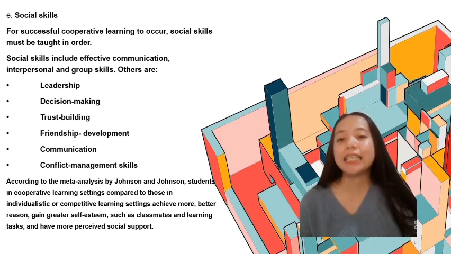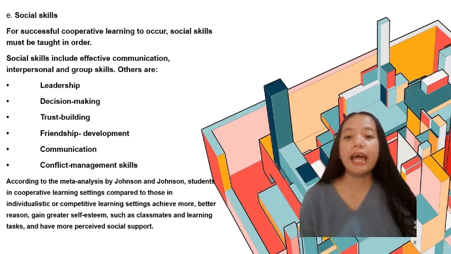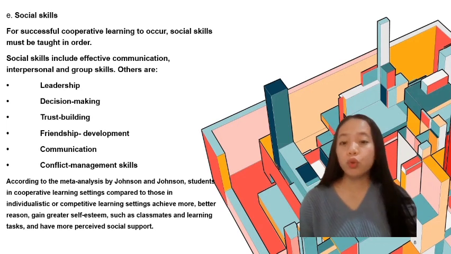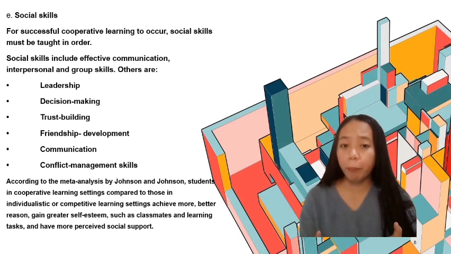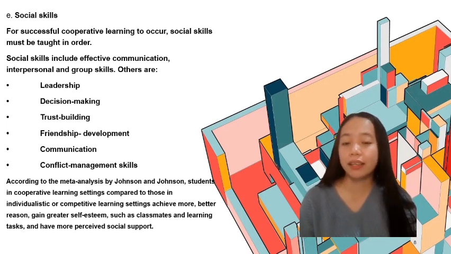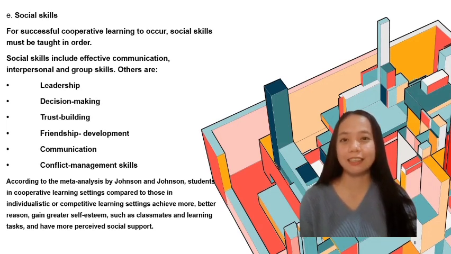According to the meta-analysis by Johnson & Johnson, students in a cooperative learning setting, compared to those in individual or competitive learning settings, achieve more, get better results, gain greater self-esteem toward classmates and learning tasks, and have more perceived social support. To be more specific, placing students in pairs or groups improves their social skills since it teaches them to be more understanding, respectful, and attentive to their teammates or groupmates.